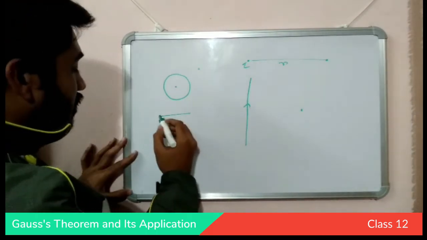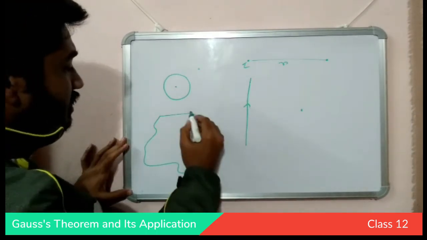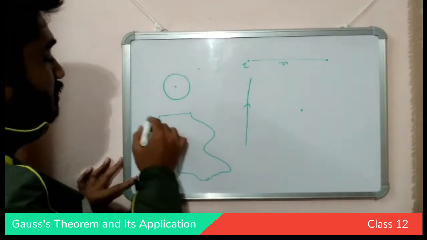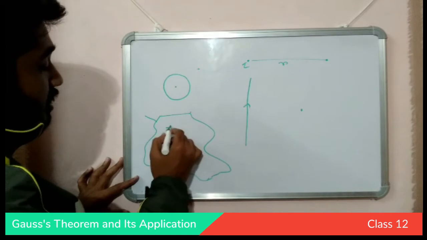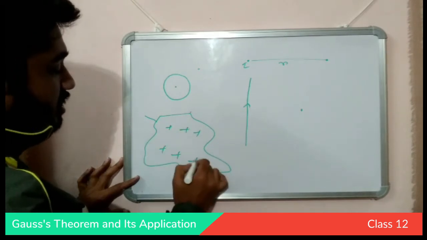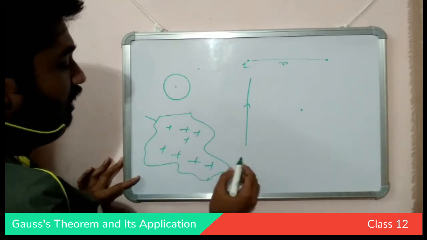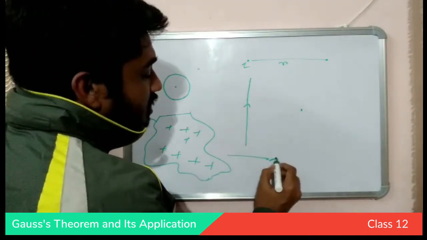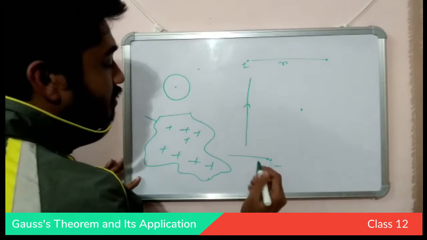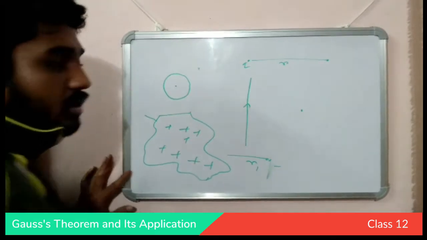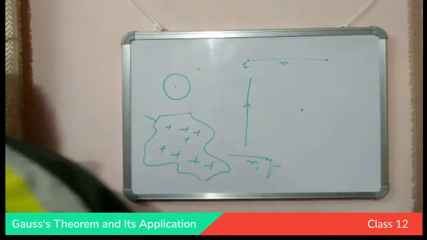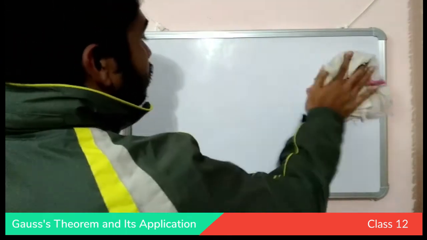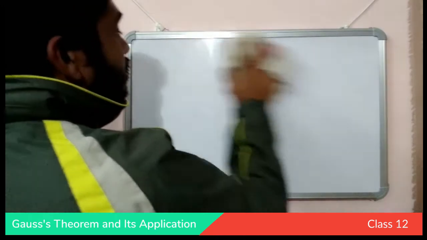Suppose there is a metal sheet like this. This is complicated, but this metal sheet is charged somehow. So we can calculate the electric field due to this metal sheet at some distance r, or r1, or whatever. So this is the application of Gauss's theorem.